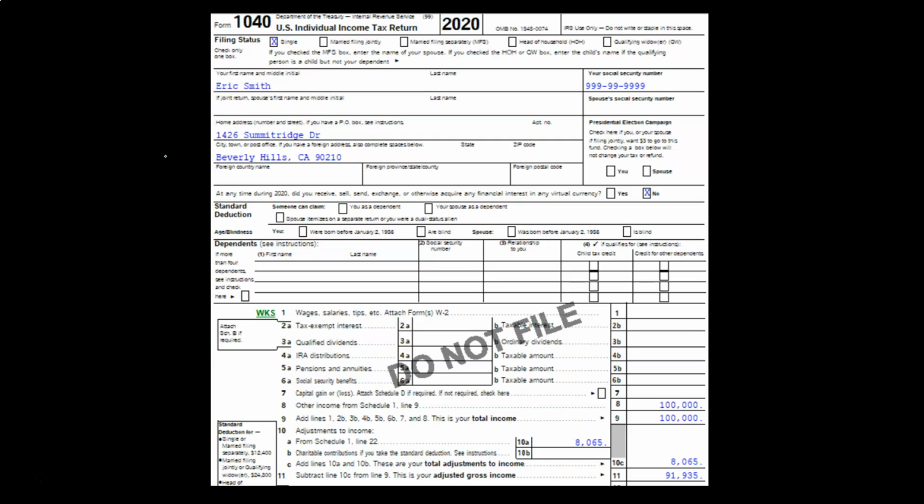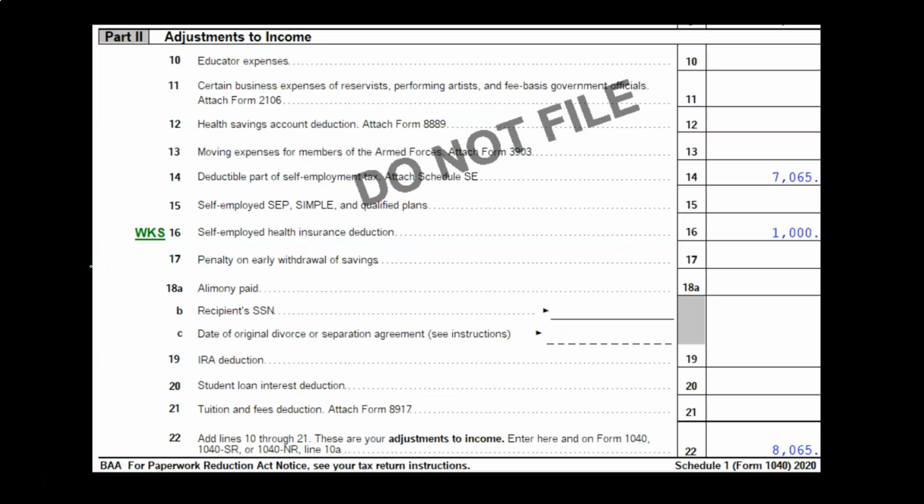Looking at the 1040, we will once again be down here on line 10. This line 10 adjustment is going to be supported by Schedule 1, and that's going to be a deduction to get us to this adjusted gross income number. That will be supported by Schedule 1 Part 2. So here is Schedule 1 Part 2, which are the adjustments to income. We're going to be concentrating down here on the self-employed health insurance deduction.